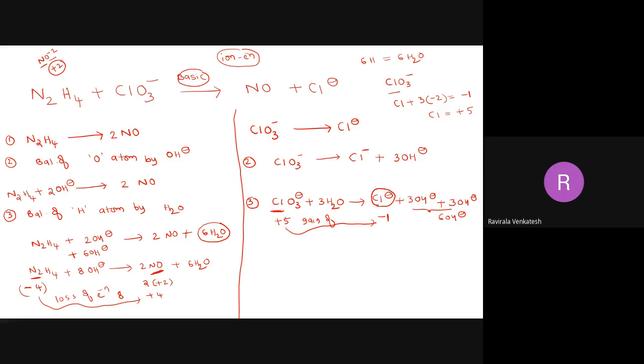+5 means deficiency of 5 electrons, -1 means excess of 1 electron. तो +5 converting into +4, +3, +2, +1, 0, -1, टोटल कितना हो जाएगा? 6 इलेक्ट्रॉन्स। यहां पर 8 इलेक्ट्रॉन्स लॉस हो रहे हैं, यहां पर 6 इलेक्ट्रॉन्स गेन हो रहे हैं, तो इसको कैसे बैलेंस करेंगे हम? 8 और 6 को कैसे बैलेंस करना है बेटा?